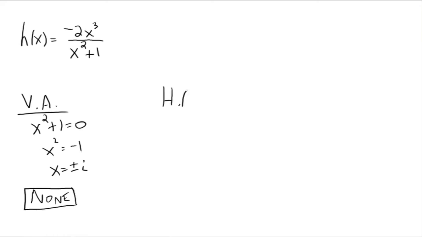Now, horizontal asymptote. All right, the degree of the numerator is greater than the degree of the denominator. So as x gets large, your numerator is getting larger at a much faster rate than your denominator does, which makes the whole fraction get larger and larger and larger. And so there's no horizontal asymptote either. So that's the idea on horizontal and vertical asymptotes.